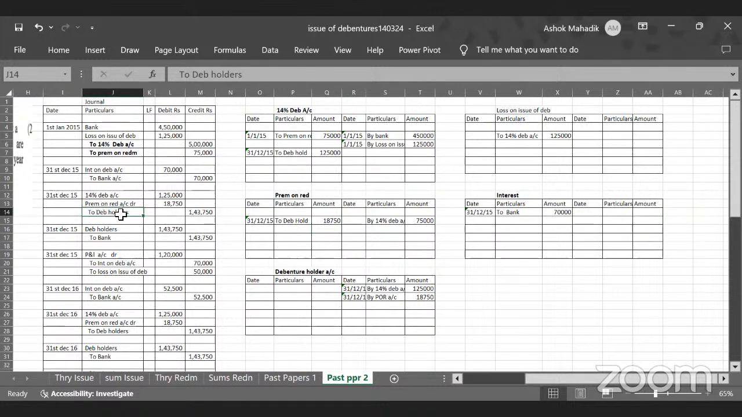Now again have a look at this. What I suggest, whatever account is on the credit, because there is only one item on credit, first post in that account. So in debenture holder, first post these two accounts, two entries, on the by side, and in those accounts write to debenture holders, their respective amounts. That will be easier to do. So this one is done. Now debenture holders to bank. So debenture holders account debit to bank. I'll just copy the date, to bank.